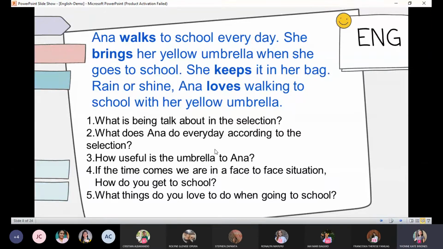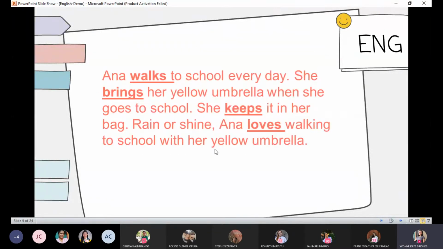So now, I will show again the paragraph. Identify the underlined words in the selection. Walks, brings, keeps, loves. What kind of words are being underlined? Action words, teacher. Yes, action words or verbs. Okay. When did the actions happen according to the selection? Yes, very good, Cheska. Okay, the underlined words are verbs in the present form.